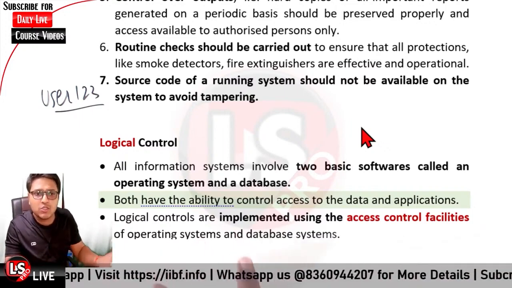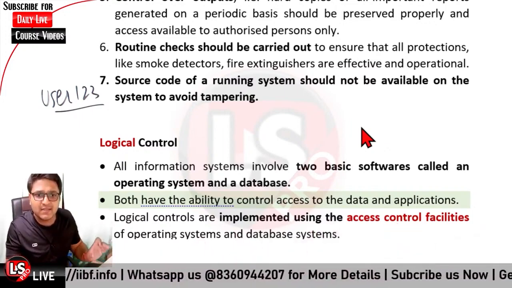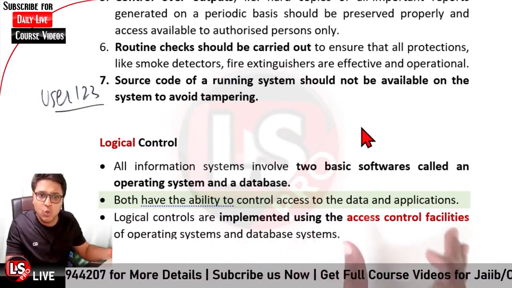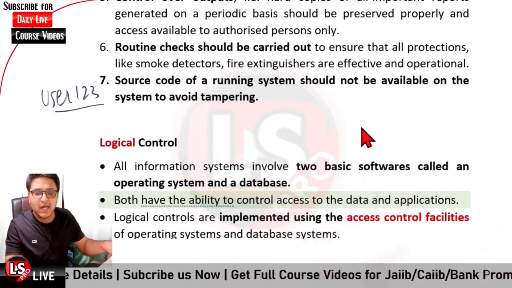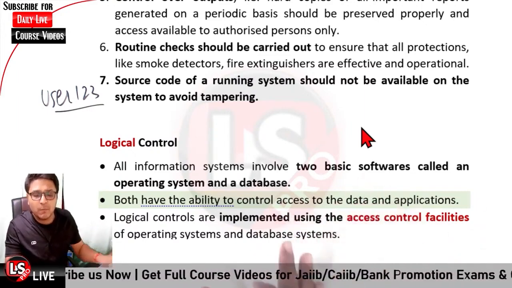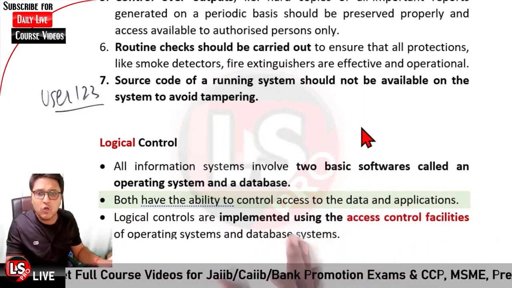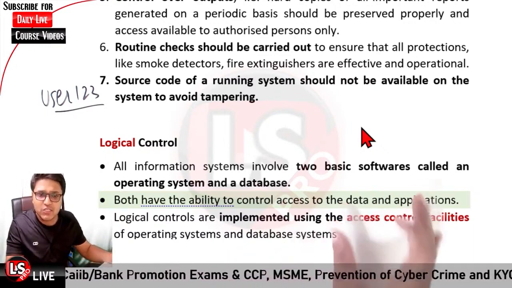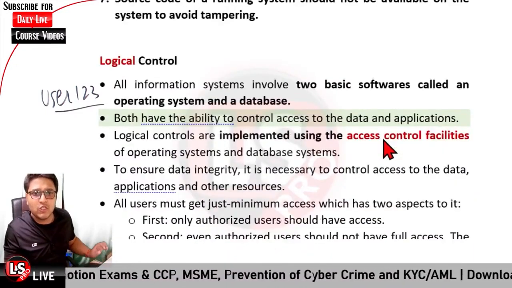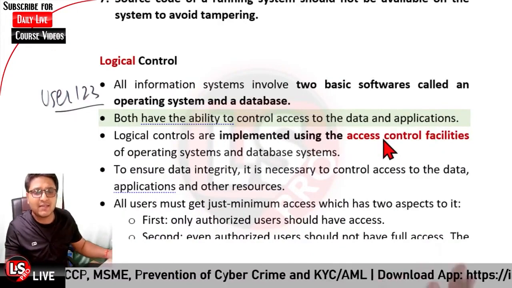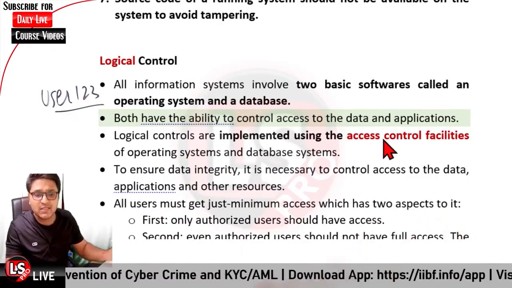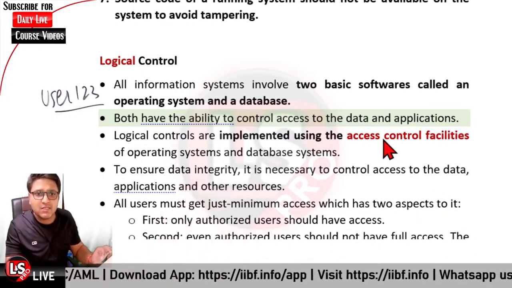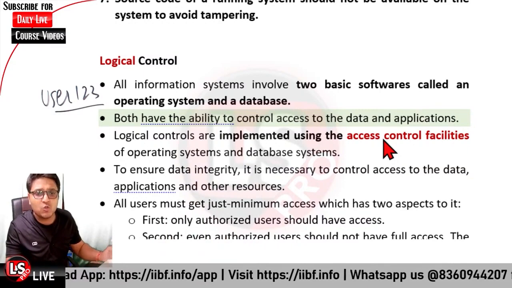So logical controls should be implemented using the access control facility. Now what is access control facility? Only those persons who are authorized to access that particular hardware or particular application should be able to access that data. Logical control means that there should be some authenticity or authorization process available. And further, to ensure data integrity, it is necessary to control access to the data, applications and other resources. It is very much important to ensure the data integrity.